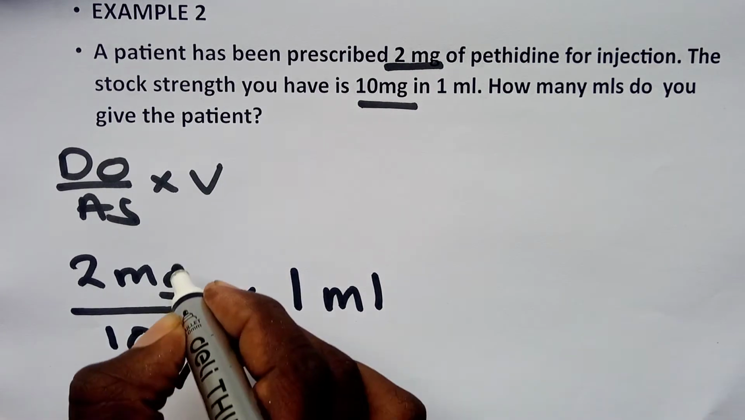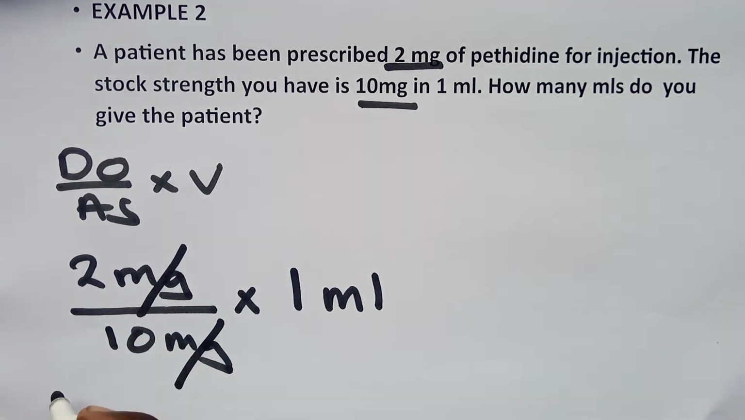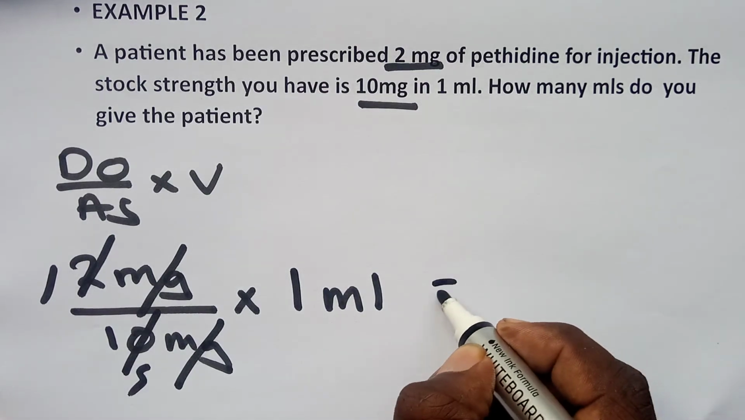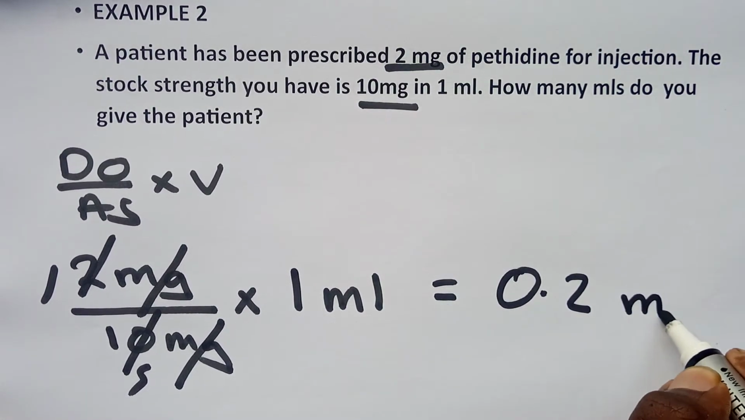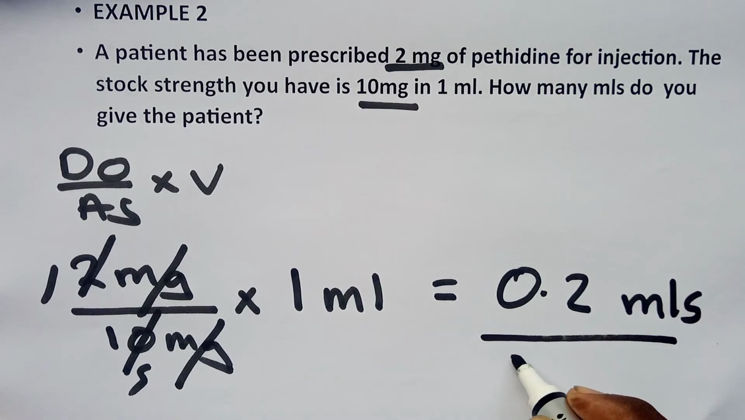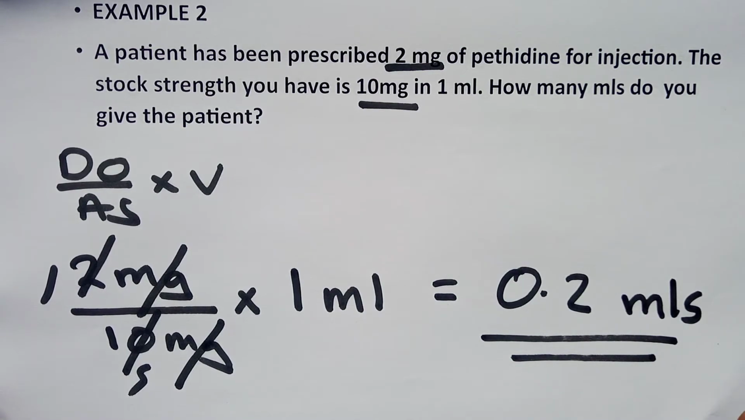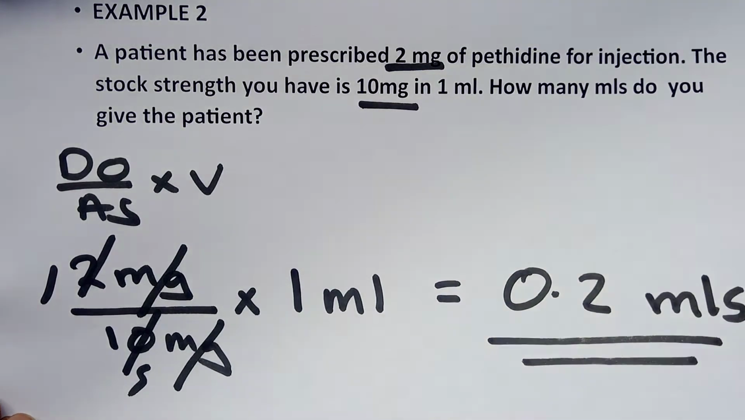Then milligrams cancel. 2 over 10 is 1 over 5. If we calculate here, we observe the answer will be 0.2 mils. So from the total amount of 1 mil, you are going to withdraw 0.2 mils and administer it to the patient. I hope you are understanding and enjoying my presentation. Let's look at the next example.